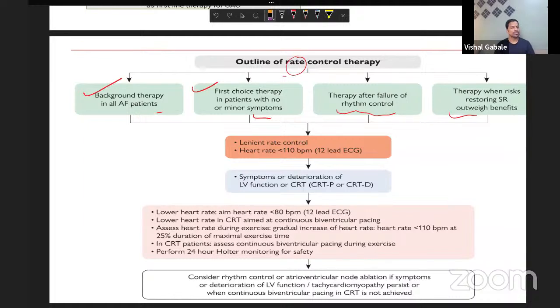All right. Here you have to be a little lenient while controlling the heart rate, which should be less than 110. Symptoms and deterioration of the LV function or CRT is quite possible, and that's why you give rate control.